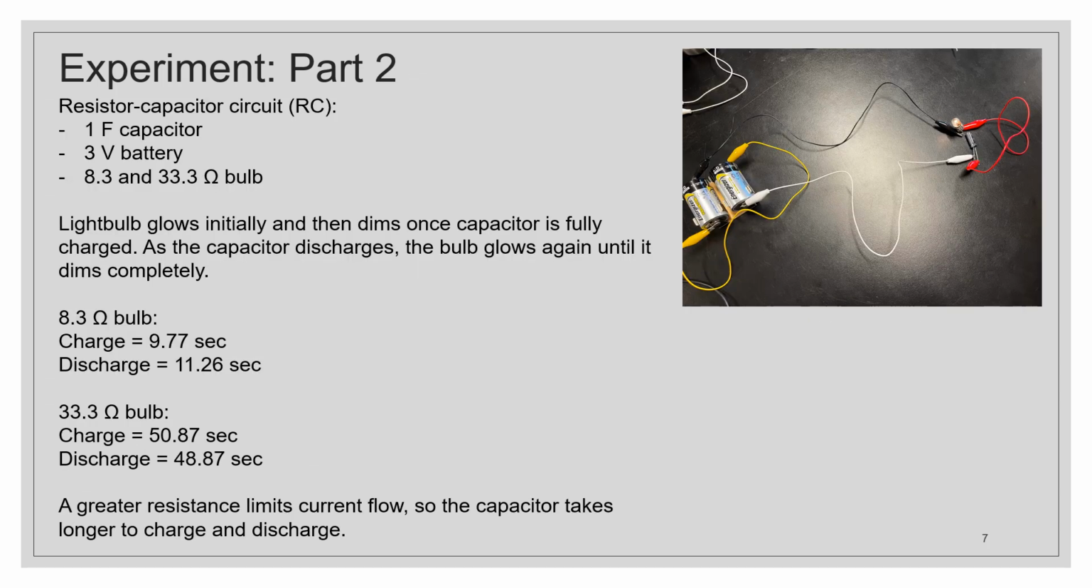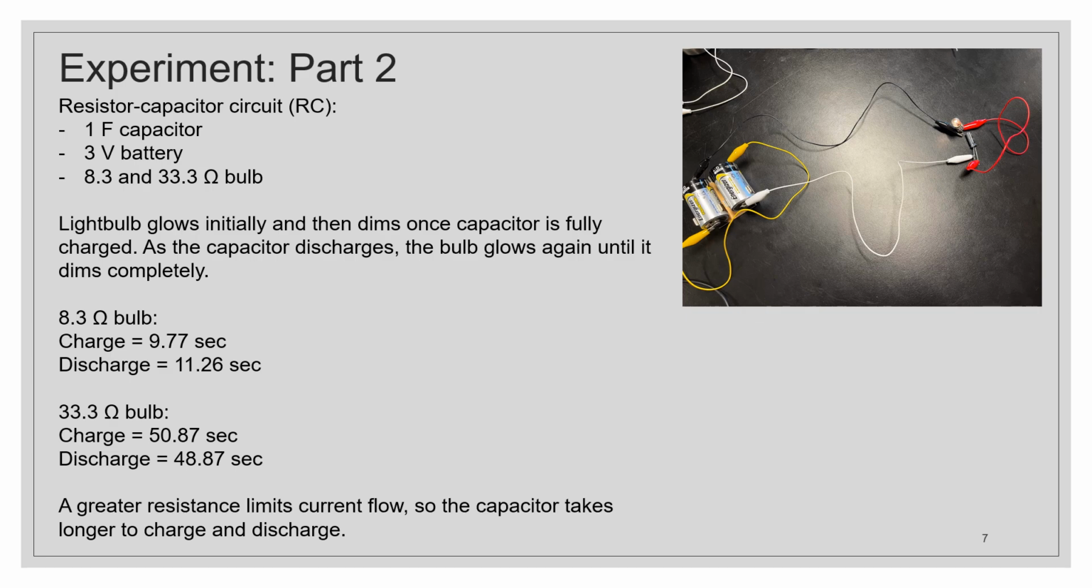For part 2 of this experiment, including a resistor capacitor circuit, this was made using a 1 Farad capacitor, a 3 volt battery, and an 8.3 and 33.3 ohm bulb. The light bulb glows initially and then dims once the capacitor is fully charged, and as the capacitor discharges, the bulb glows again until it dims completely.